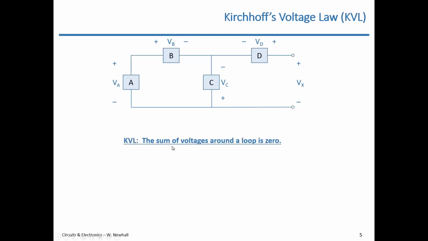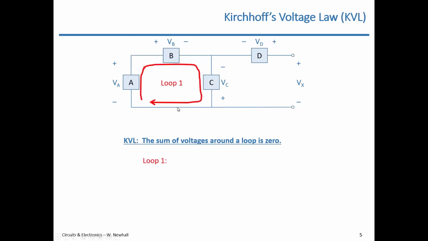KVL is this: the sum of voltages around a loop is 0. Okay. So we have to talk about, what does that mean? How do you sum these voltages together? You have these polarities, not just variables, but you have these polarities. I'm going to show you a way I like to do this.